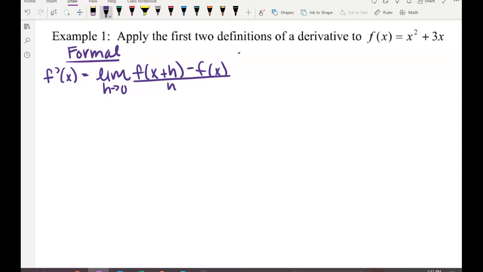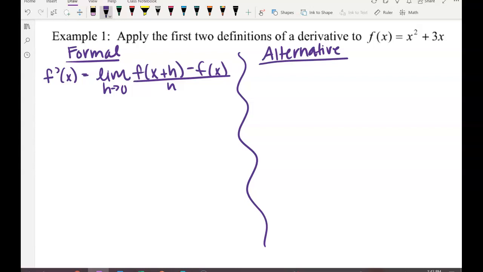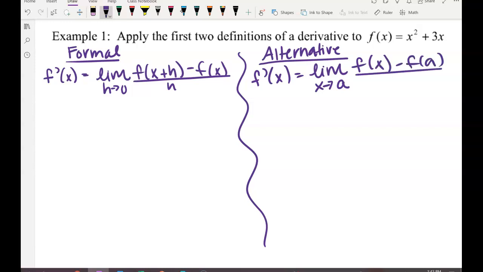Ready? We are going to do the other one on this side. The alternative definition is f prime of x equals the limit as x approaches our given point a. So x is a nearby point, we want it to get really, really close to the given point, of f of x minus f of a all over x minus a.